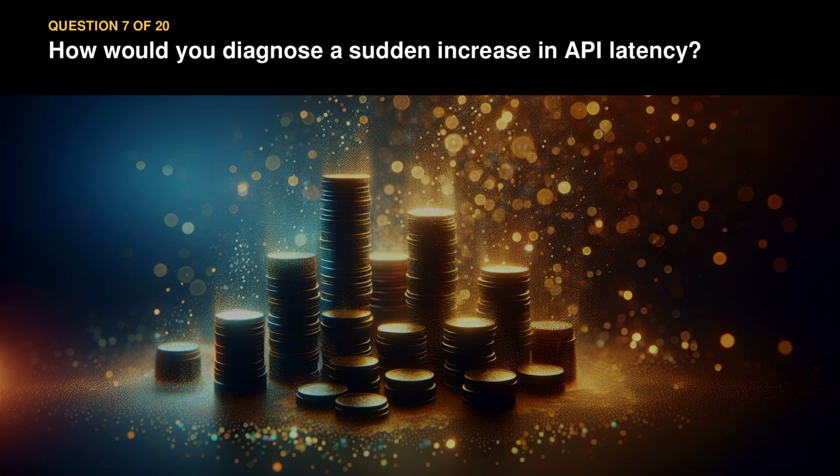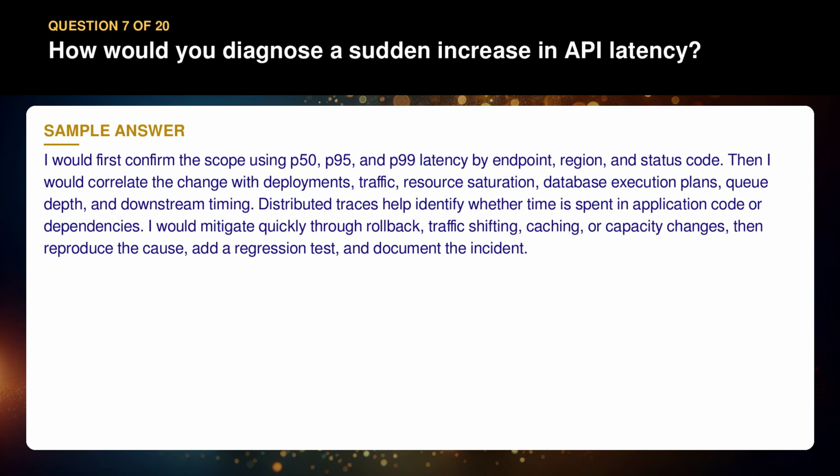Question 7. How would you diagnose a sudden increase in API latency? I would first confirm the scope using P50, P95, and P99 latency by endpoint, region, and status code. Then I would correlate the change with deployments, traffic, resource saturation, database execution plans, queue depth, and downstream timing. Distributed traces help identify whether time is spent in application code or dependencies.